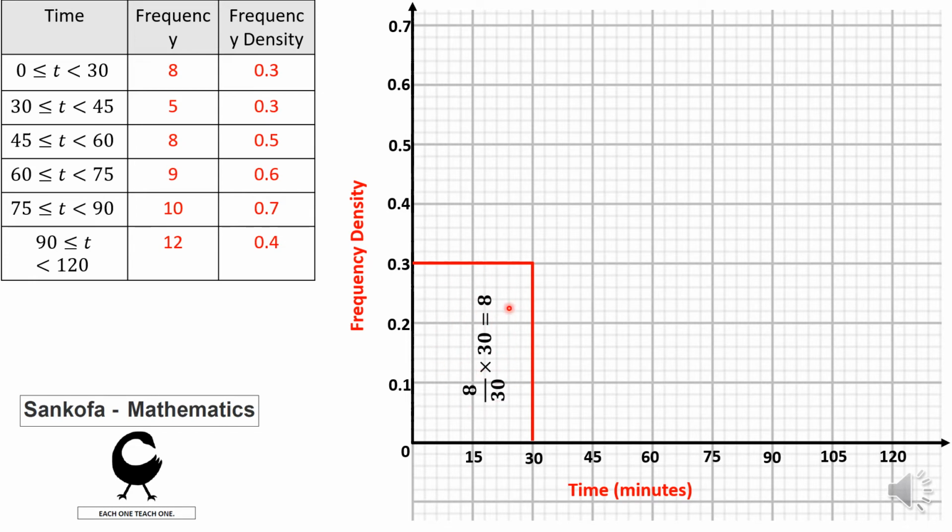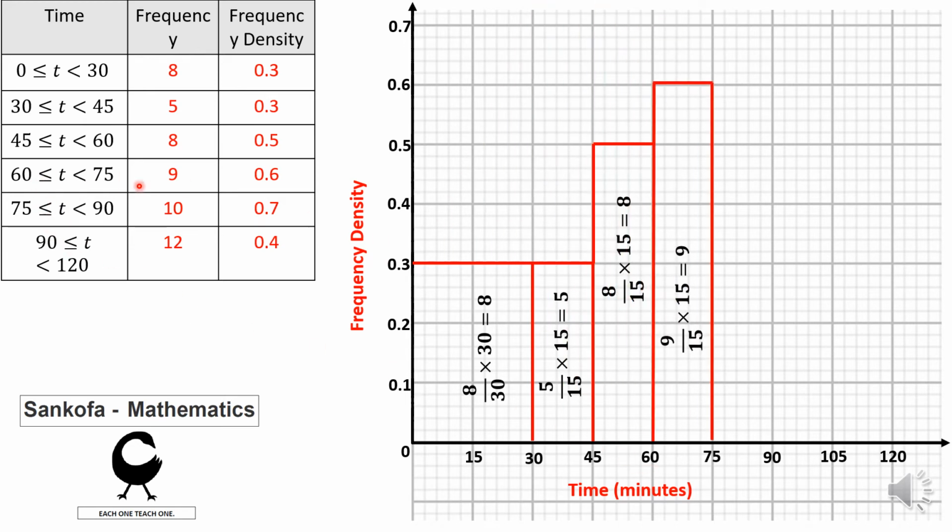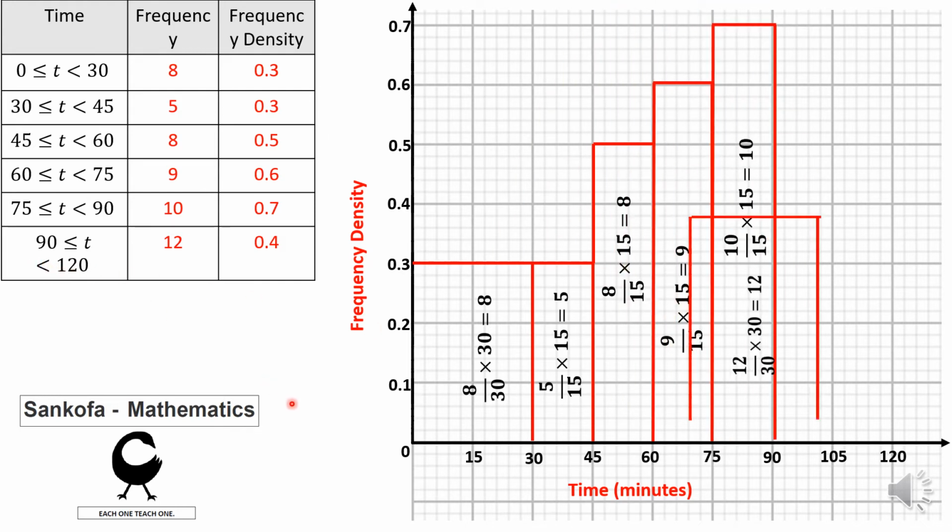So this frequency of 8 is supposed to be the same as the area of this particular rectangle here. Then the second one also goes up to 0.3, but the class interval there is just 15, between 30 and 45. The next one is between 45 and 60, the next one is between 60 and 75, and the last one there is between 90 and 120.